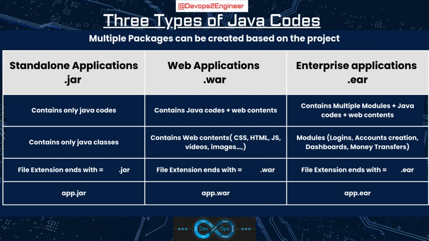A standalone application contains only Java code. It also contains only Java classes. The file extension ends with .jar, for example, app.jar.